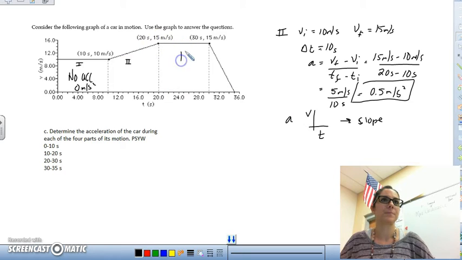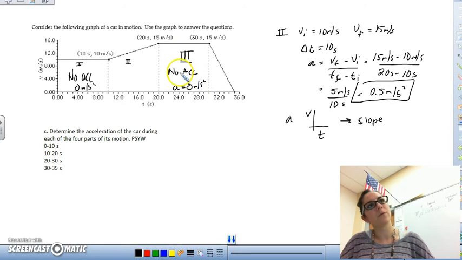Part 3, same thing. We're maintaining our speed over time. There's no acceleration here. Acceleration. Sorry for the terrible writing, but you get the idea. That's a 0. An O. Oh boy. Okay, this is embarrassing. Let me just fix this. Okay, no acceleration. There we go. A equals 0. During this interval, there is no acceleration.